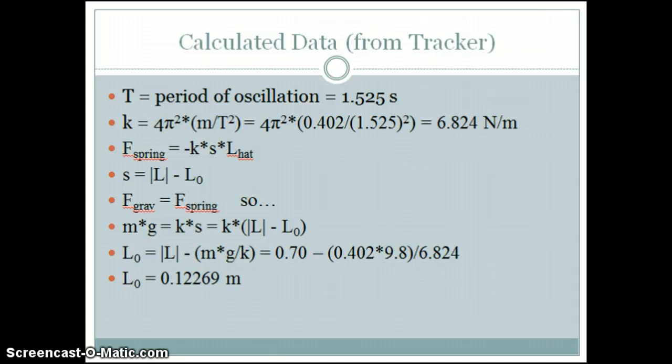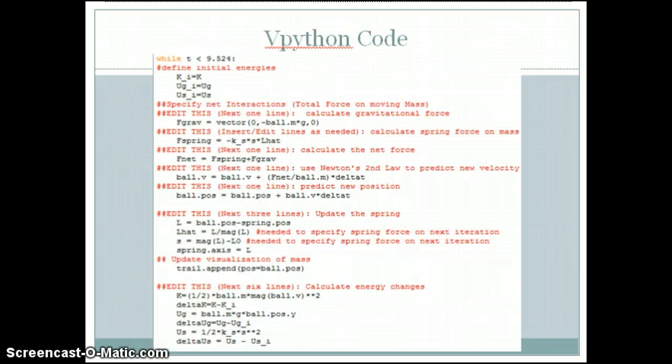Based on the data from Tracker, multiple values were calculated. The first was T, the period of oscillation, calculated by taking the average of the t-values between each consecutive trough of the graph. Using this value, k, the spring's constant, was calculated to be 6.824 newtons per meter, leading to the value of the force of the spring as well. Next, I calculated the gravitational force, and after setting these two values equal to each other, L initial, or the relaxed length of just the spring, was determined to be 0.12269 meters.